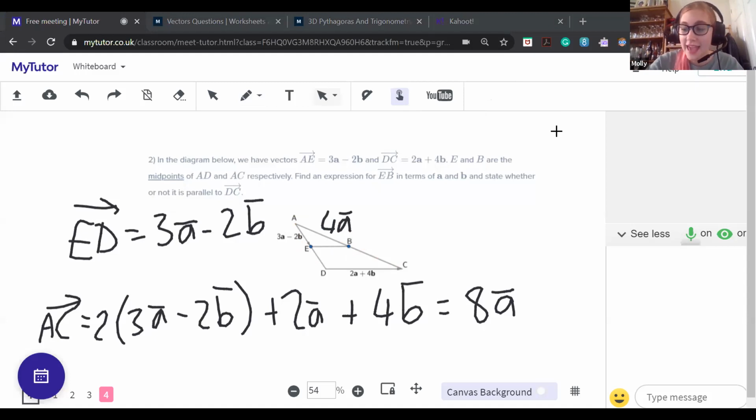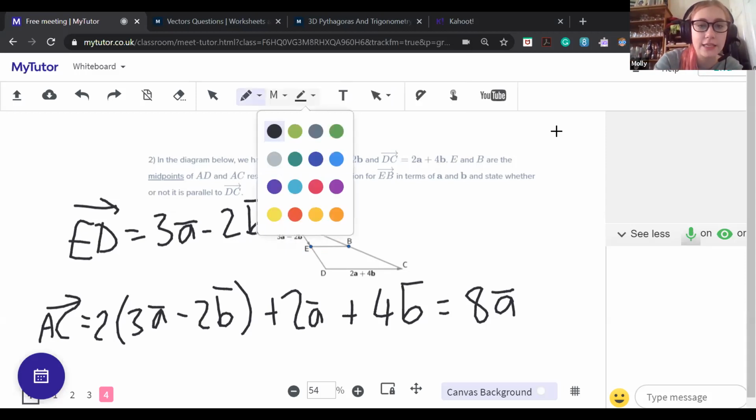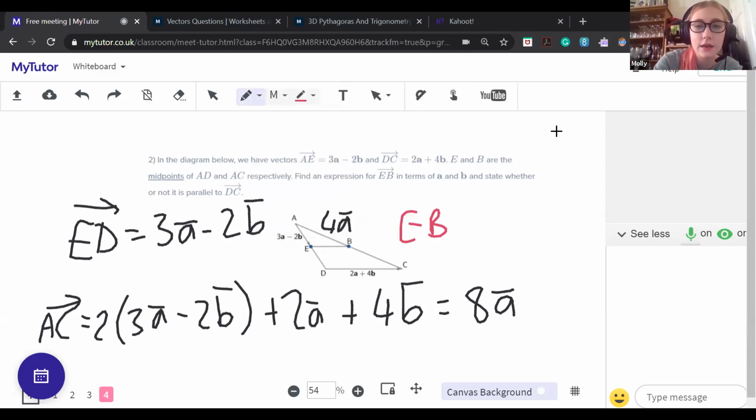Perfect. It will be a plus 2b, because we do minus this. So minus 3a plus 2b plus 4a. So EB, let's do this in a different color, EB equals a plus 2b. Now, is that parallel to DC? And if it is or isn't, why?